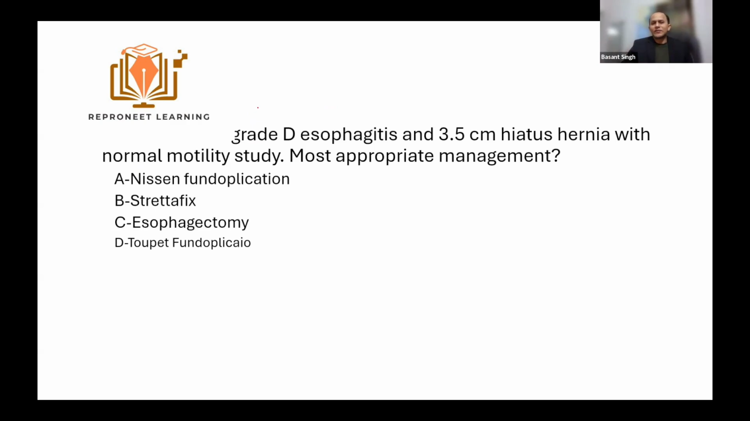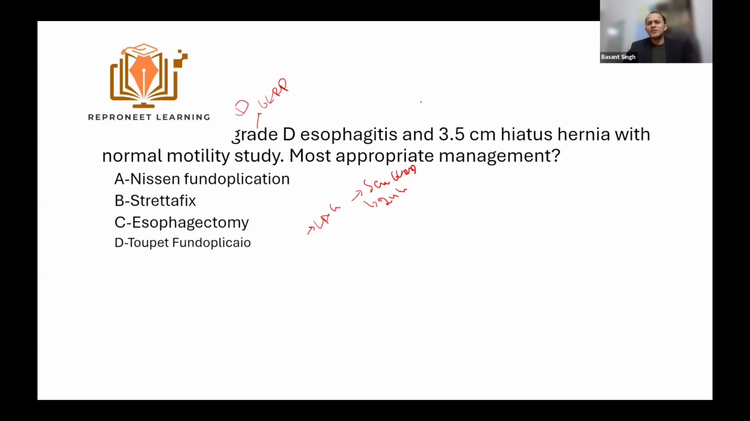Patients with LA grade D esophagitis, hiatus hernia, normal motility, what is the appropriate management? We know the answer is very simple, but we have to dissect why this is the answer, why not Stretta, why not esophagectomy, why not Toupet fundoplication? Now this patient has LA grade C and LA grade D esophagitis. It means that it is severe GERD. In patients who have LA grade C or D, we don't do a 24-hour pH study. It is not required. That is pathognomonic of GERD. So LA grade C, LA grade D is GERD. This is the first information that you have.